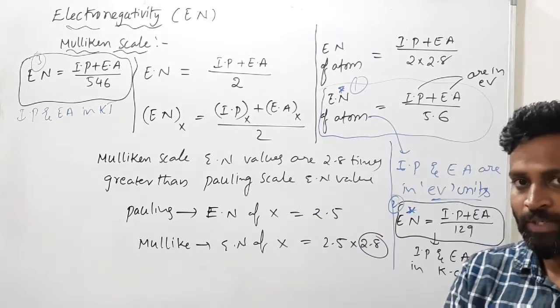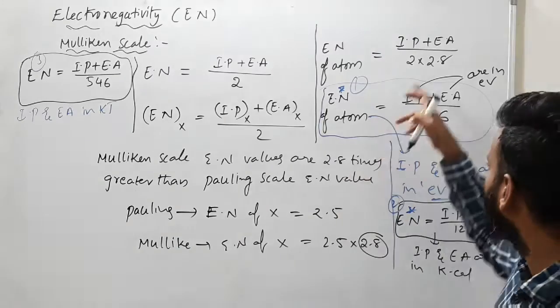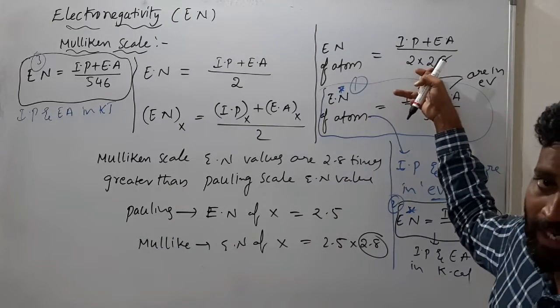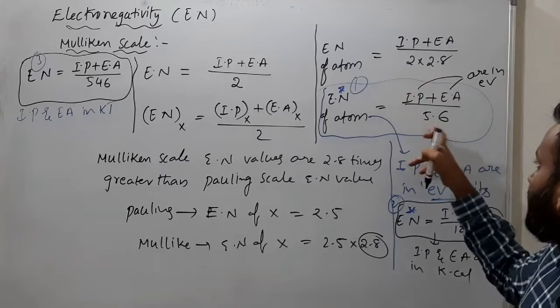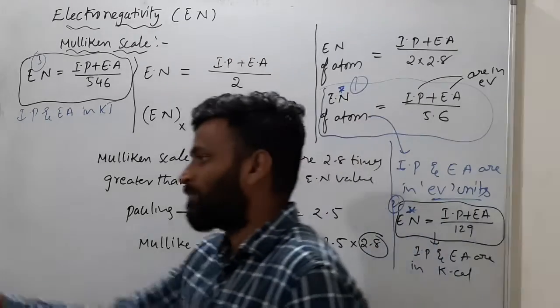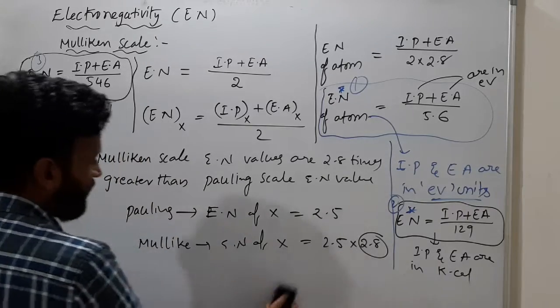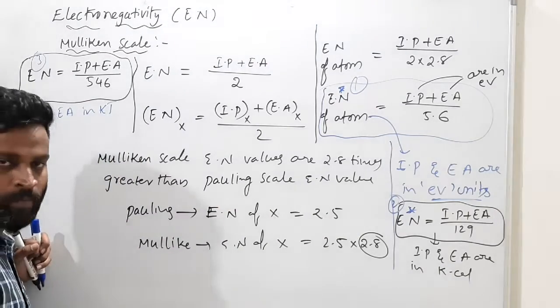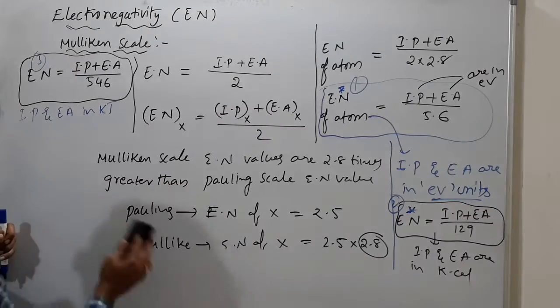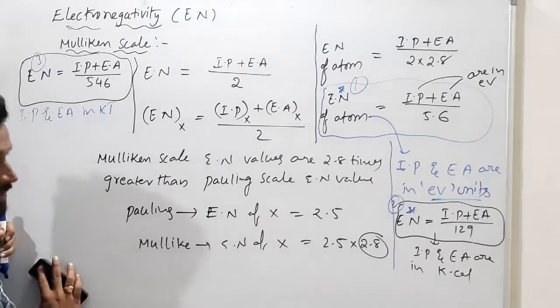So to make them small values, what do we have to do? We have to divide by 2.8. So 2 into 2.8 is 5.6. So IP plus EA by 5.6 we have to take. This is about the Mulliken scale. Understood? So please note it down. Take a screenshot to write it down, please.